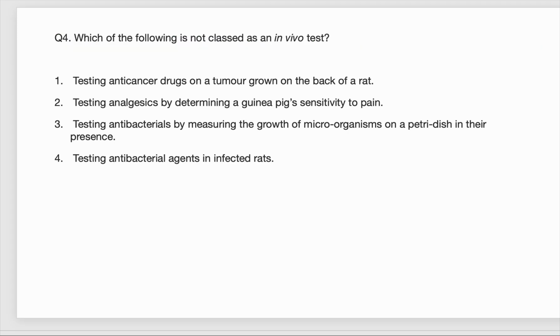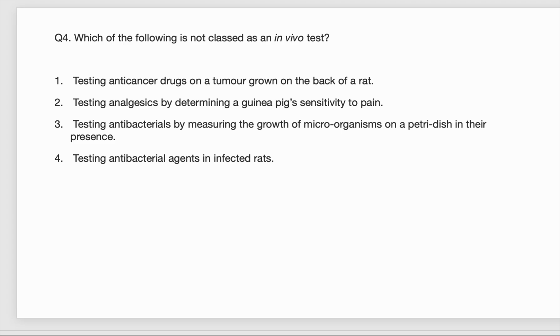Let's move on to the fourth question. Which of the following is not classed as an in vivo test? Number 1, testing anti-cancer drugs on a tumor grown on the back of a rat. Number 2, testing analgesics by determining a guinea pig's sensitivity to pain. Number 3, testing antibacterials by measuring the growth of microorganisms on a petri dish in their presence. And number 4, testing antibacterial agents in infected rats.